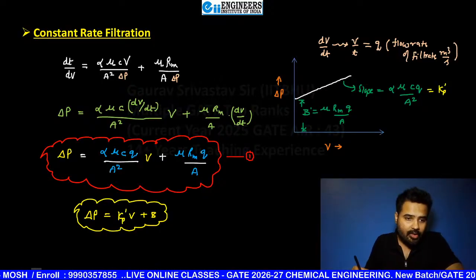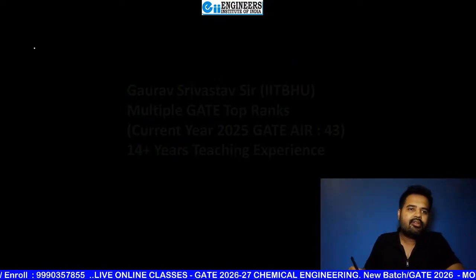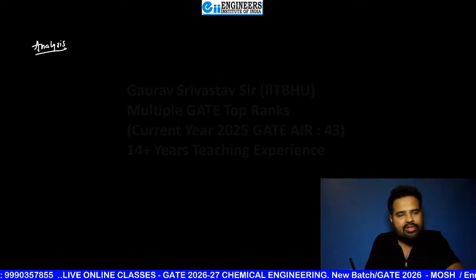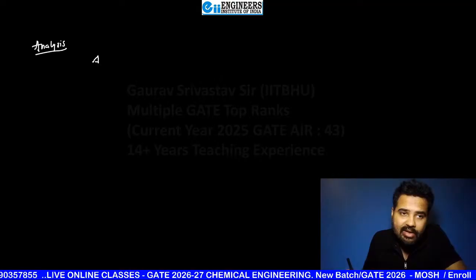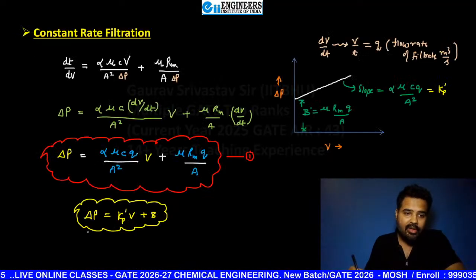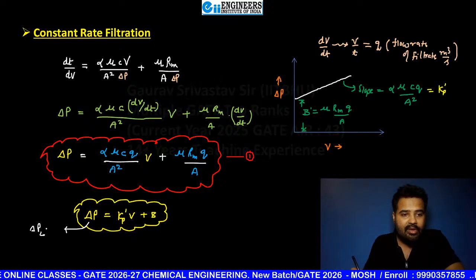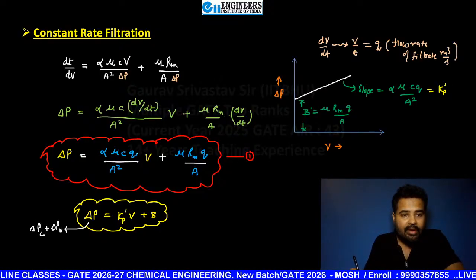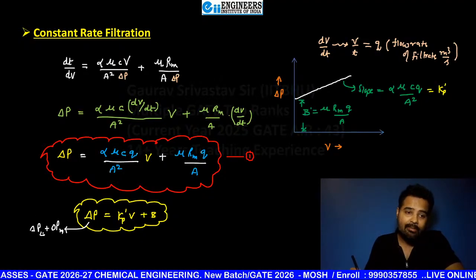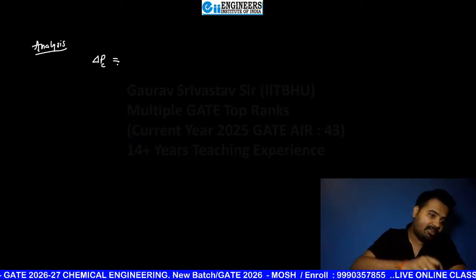Now again I want to do one beautiful analysis here about this filtration analysis. This time I am doing the analysis for just delta PC. What is delta PC? See here, beta. Here your delta P is delta PC plus delta PM, and both are present. Delta PC is present, delta PM is also present. And now I'm going to do something just for delta PC.